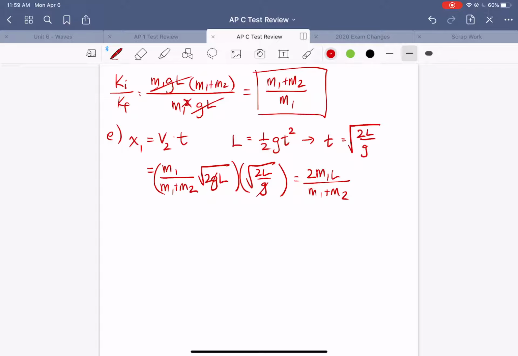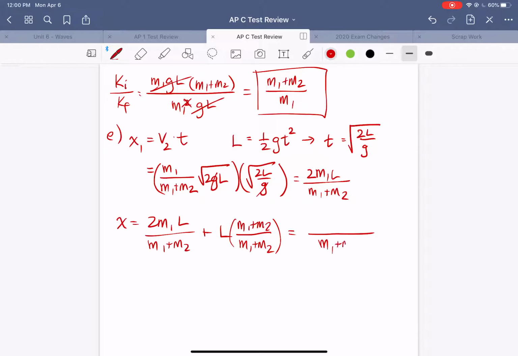Now, fortunately, if you got to this point here, this is worth, I think, 3 of the 4 points for part E, but it is not the final answer. We have to remember to add the horizontal distance between point A and point B, which is L. So our answer is going to be this thing that we just calculated plus L, and we can write this with the same denominator as the first part. It's just multiplying it by 1, so we can combine these fractions. So we're going to end up with a common denominator m1 plus m2, and then on top we're going to have 2m1l plus m1l, so it'll be 3m1l plus m2l. So that is our answer to part E.